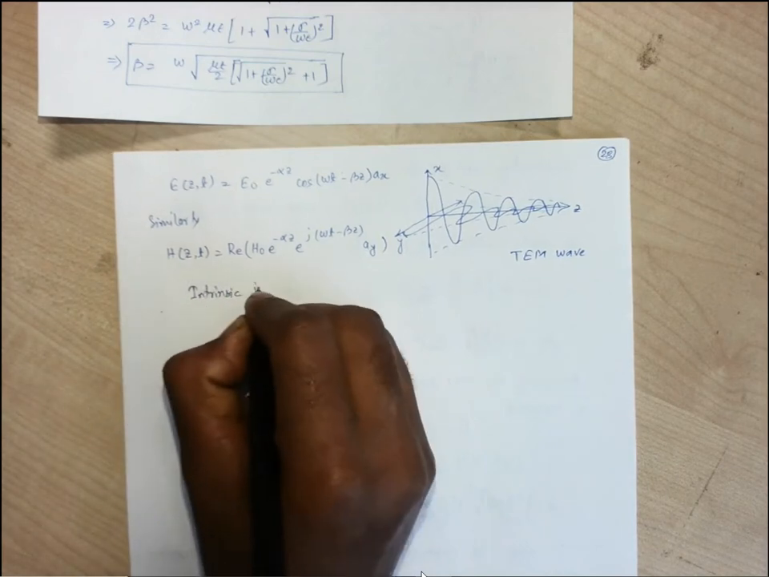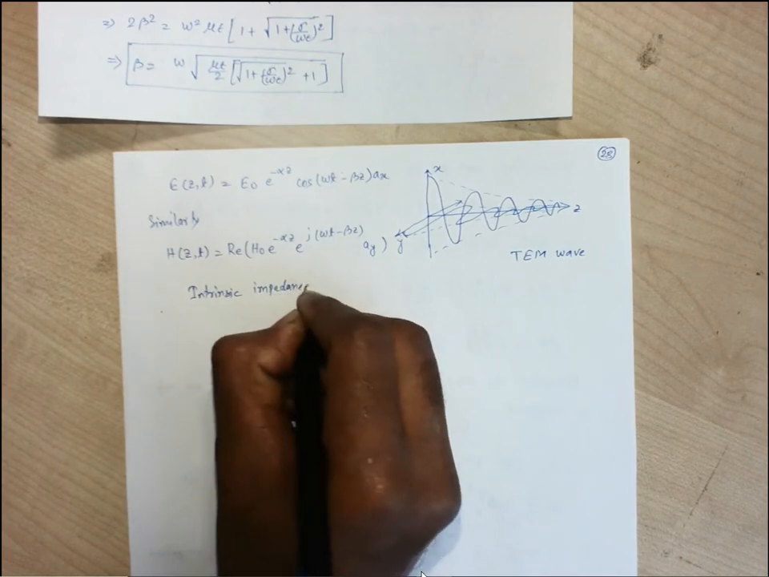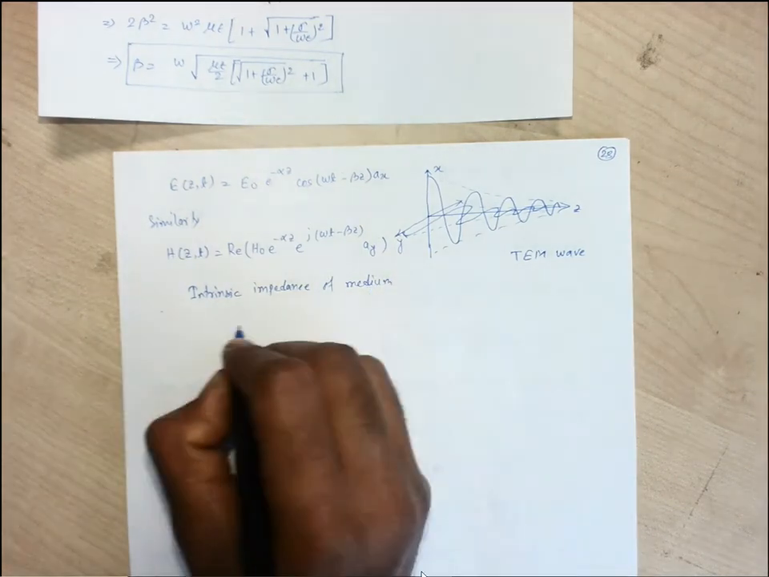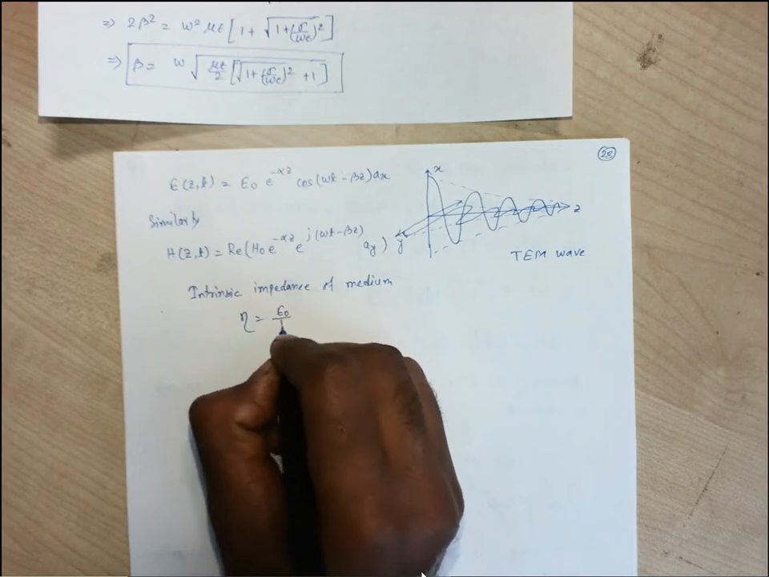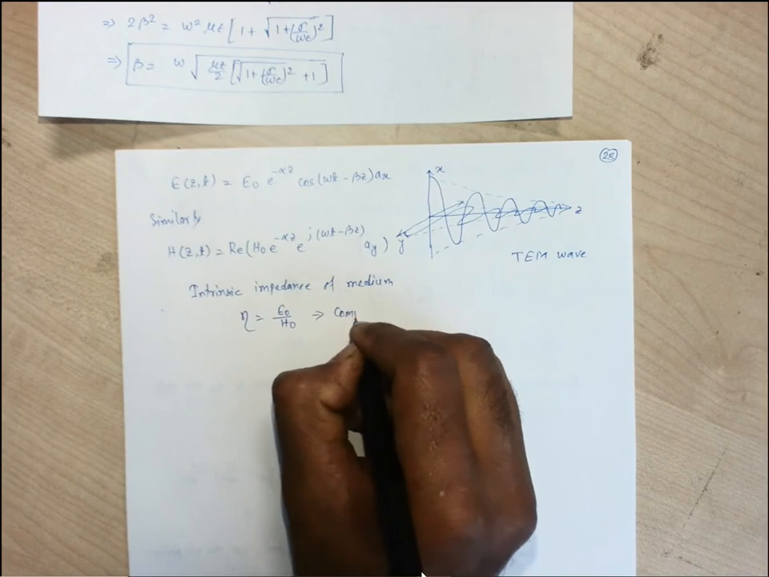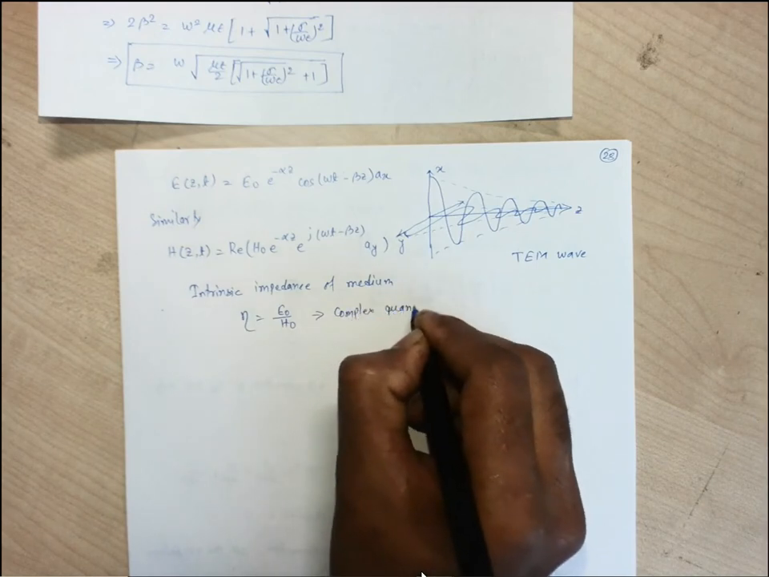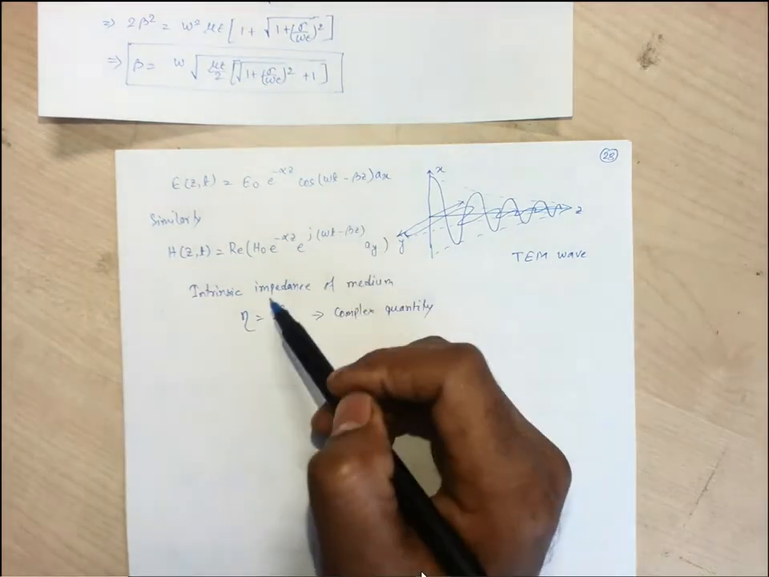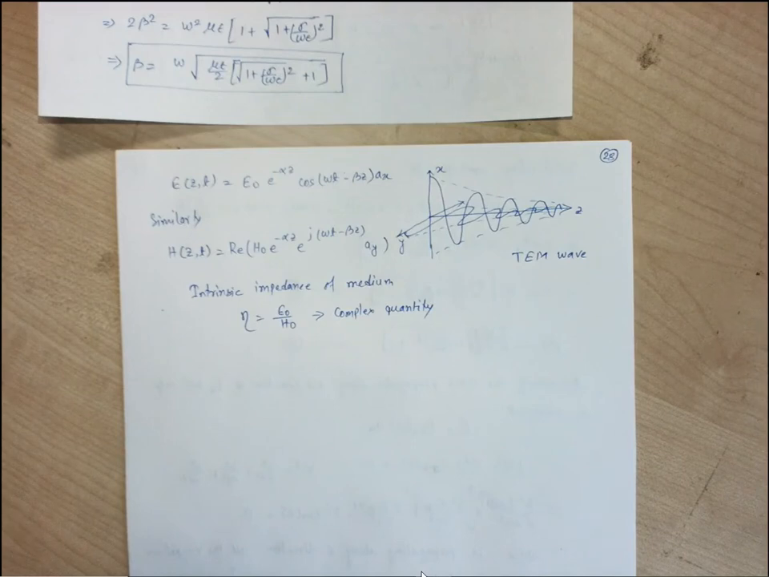Intrinsic impedance of medium. What is that? It is written as eta. Eta is E0 by H0. It is a complex quantity. Okay. Now let us find how due to x component we are having only y component of H, or if we are having the y component of E, how we are having the x component of H. Let us find that thing.